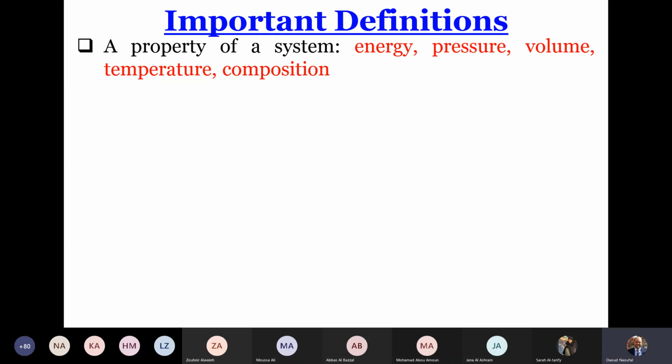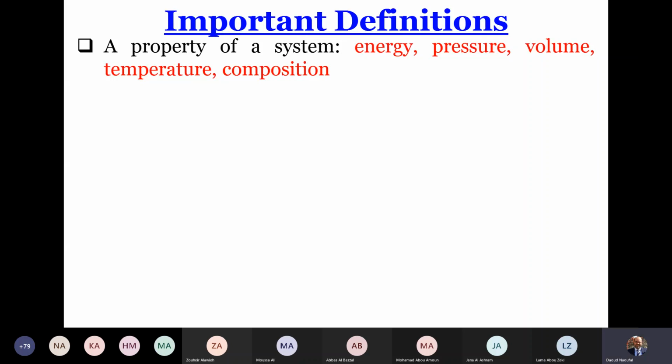The system is of three types. We have an open system, exchange of energy and matter with the surrounding. Closed, we have only exchange of energy with the surrounding with no exchange of matter. And isolated, we don't have exchange of energy between system and surrounding, nor exchange of matter between system and surrounding.